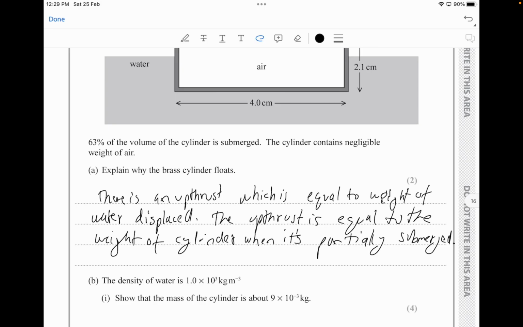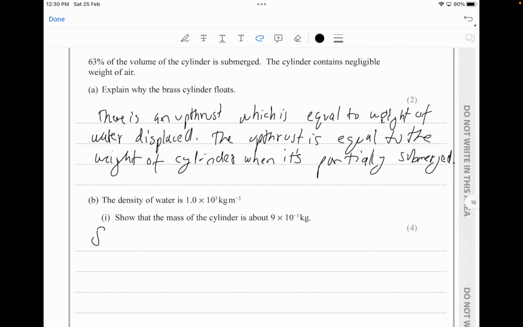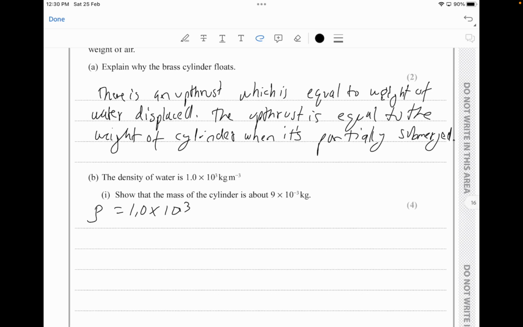Or you can mention that the overall density of the cylinder is less than the density of water, and you can also mention that the weight of the water displaced is equivalent to the weight of the cylinder. Now the density of water is given to us, so it is going to be 1.0 times 10 raised to the power 3. Show that the mass of the cylinder is about 9 times 10 raised to the power negative 3 kilograms.